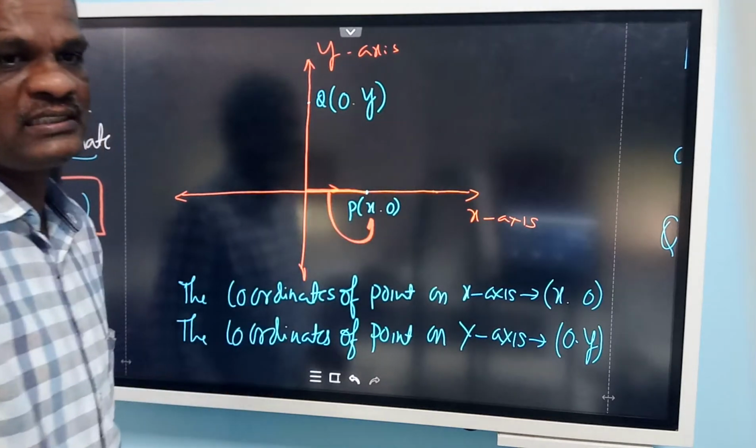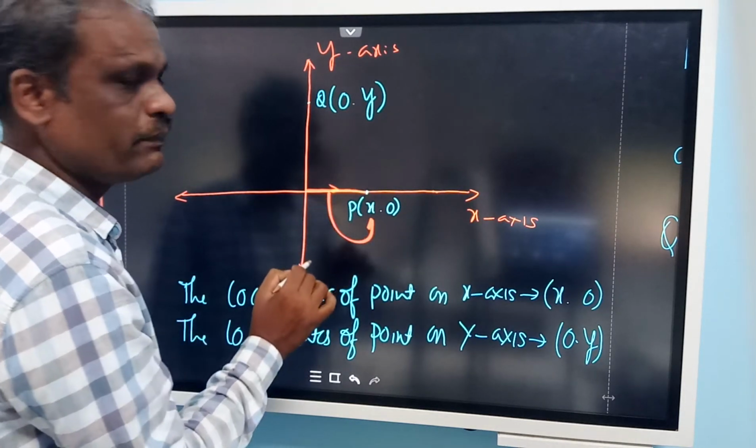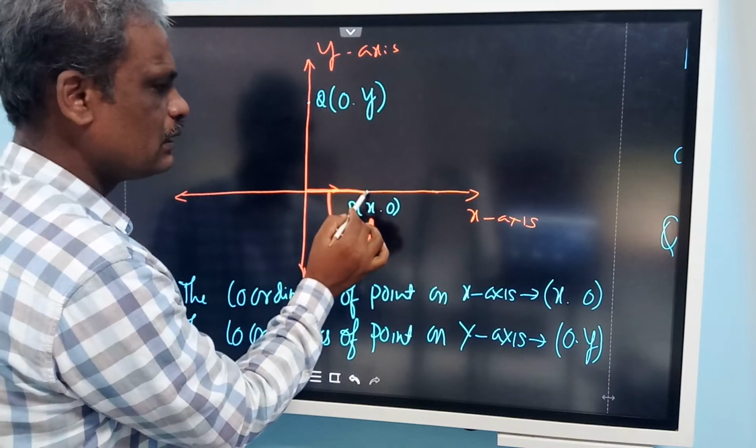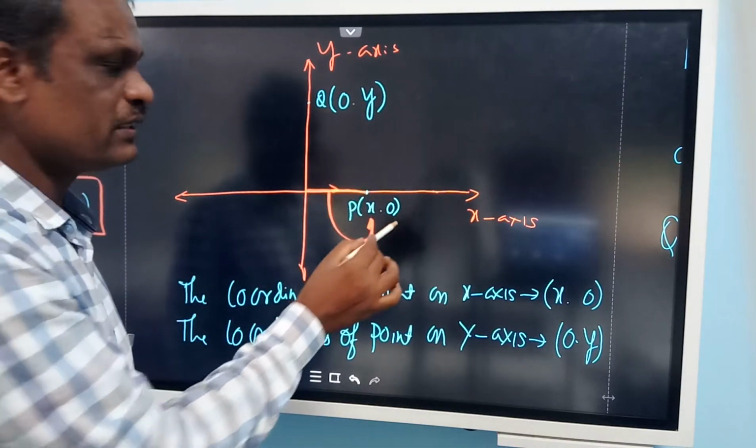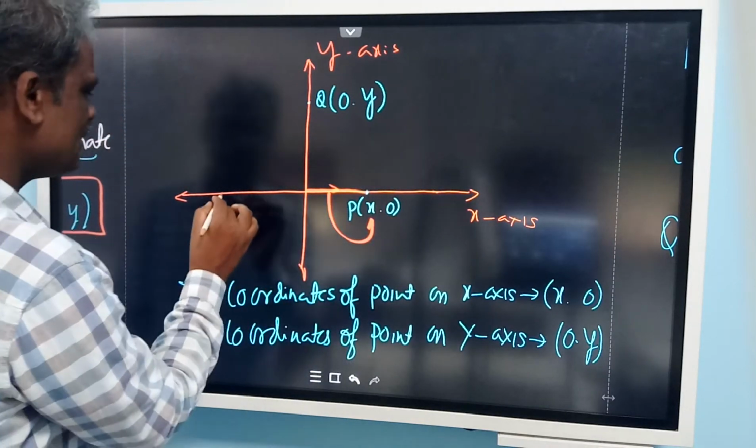Therefore, the y coordinate is 0. See, from the y axis you are moving up to that point P, but from the x axis you are not moving upward. Therefore, the y coordinate is 0. Any point on this will always be in this form only.